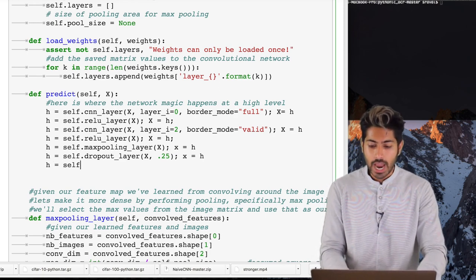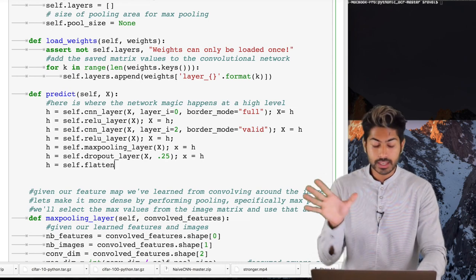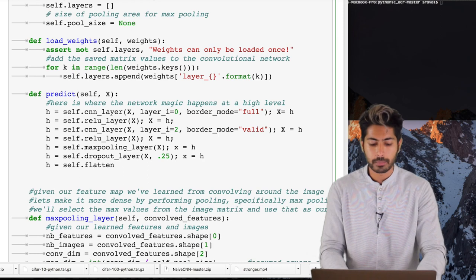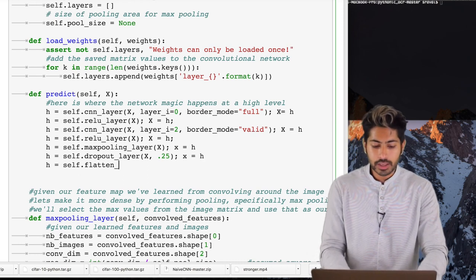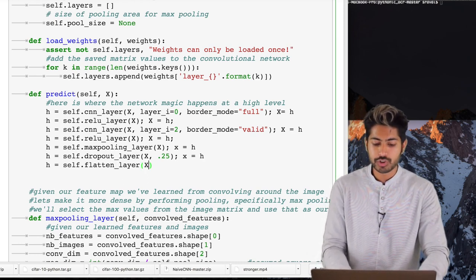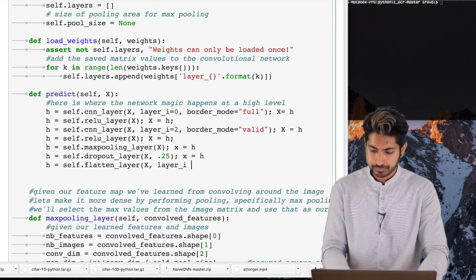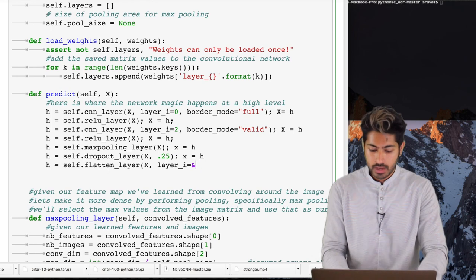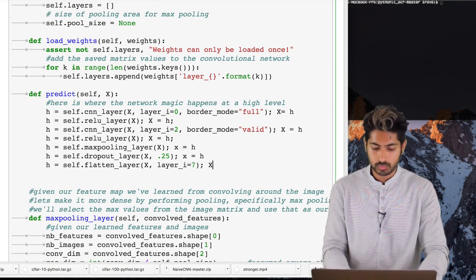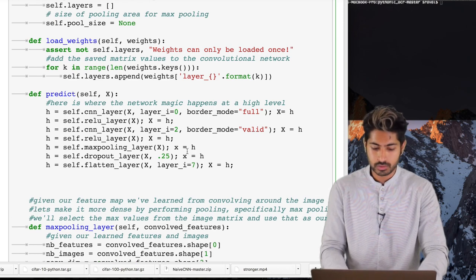And then now we're getting into the second category of our network, not the feature learning part, but the classification part. And we'll say, okay, so let's flatten this layer. Let's reduce the dimensionality of all of that data so it's something that we can then learn from. And we'll say, well, let's set it equal to 7. And then we'll say, once again, turn that output into our input here.